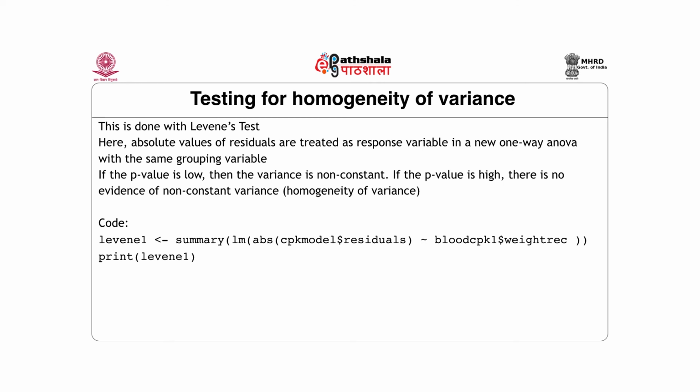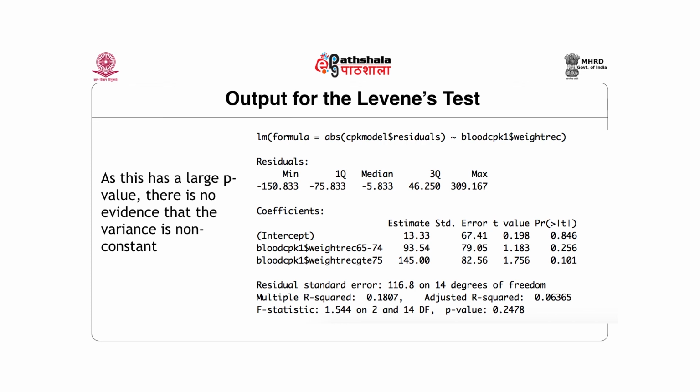So here in our example case, if you take a look at the p-value for the homogeneity of variance test using Levene's test, we see that there is a large p-value, and therefore we do not have evidence that the variance is non-constant. So you could say that the variance is homogeneous. Those are some of the things that we generally study when we use an analysis of variance.